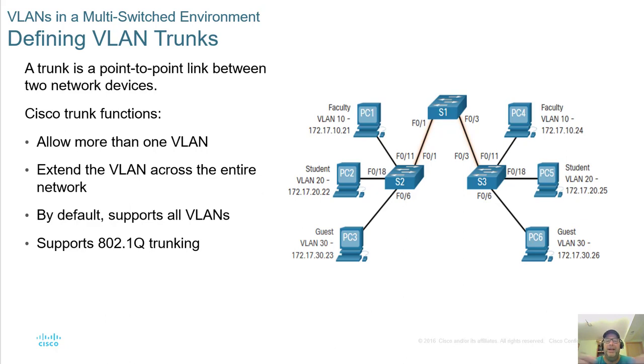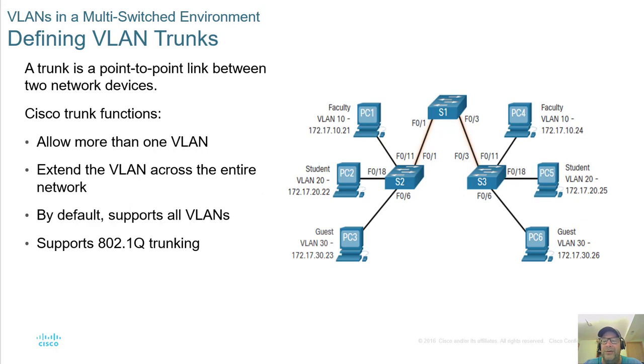So for instance, if we set up PC1 over here on switch 2 for VLAN 10, as it's listed here, this PC1 is going to want to be in the same broadcast domain as PC4 over here on VLAN 10 on switch 3, right? So those two devices should be in the same broadcast domain, and if they send messages to each other, they should be able to send and receive them.